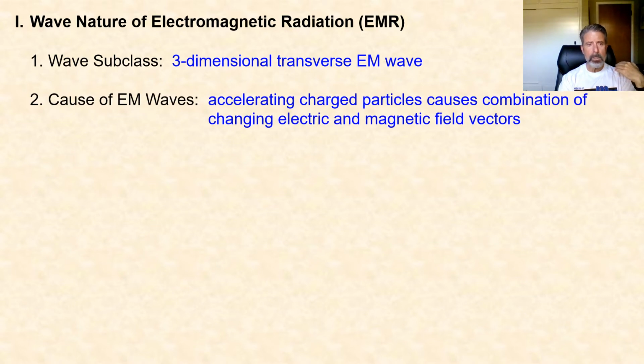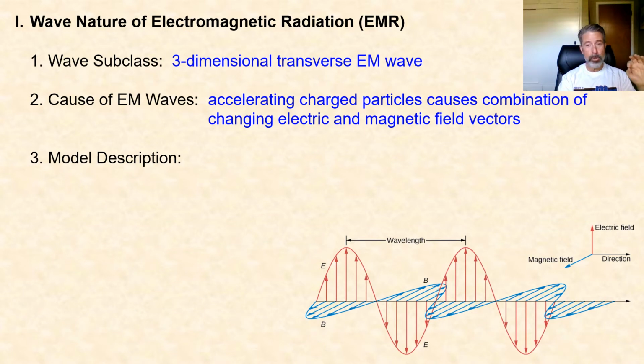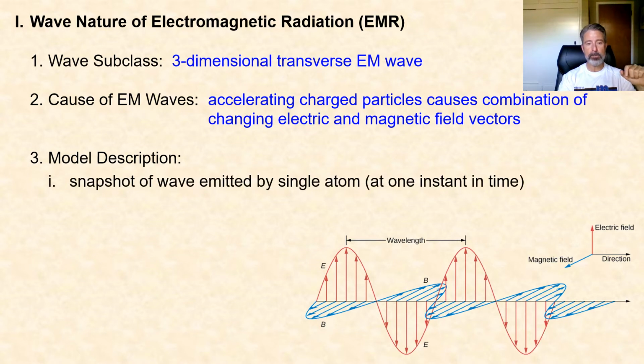So when we talk about what causes electromagnetic waves, it is accelerating charged particles, very often electrons, that cause a combination of changing electric and magnetic field vectors. And an electromagnetic wave is really nothing more than this oscillating pattern of electric and magnetic field vectors that propagate through space, in a vacuum at the speed of light.